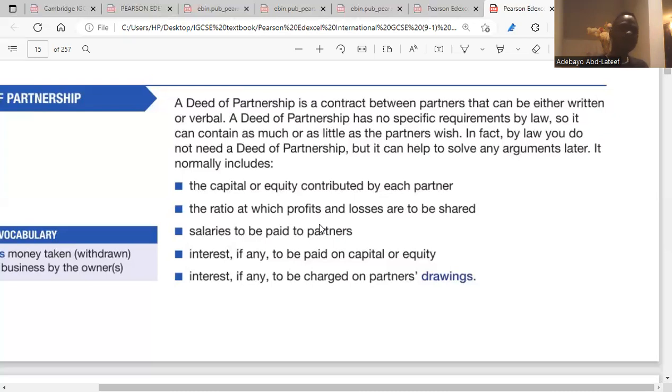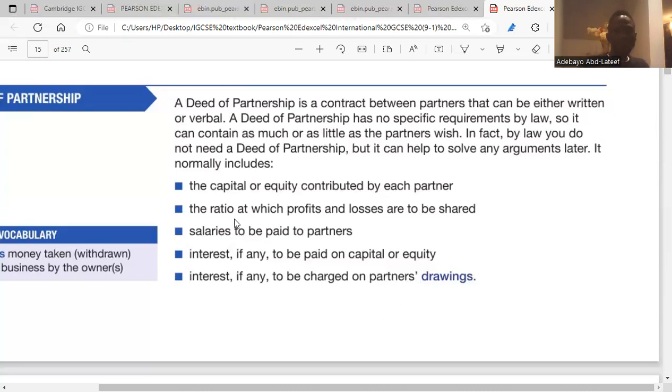The third one, salaries to be paid to partners. Some partners are active partners. So they have investment in the business, and at the same time, they work for the business. Do you understand? At the same time, they still work as employees in the business. So they are entitled to salary. So the amount of salary they have to get has to be stated there too. Is it clear?